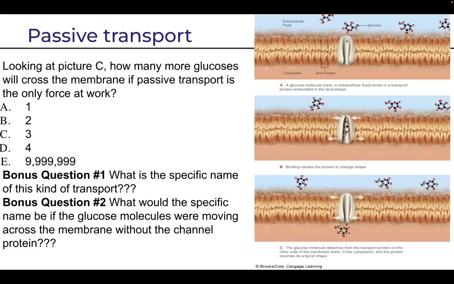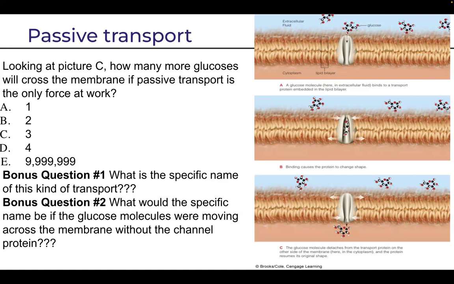So let's really look at passive transport. If we look at this picture, how many more glucose will cross the membrane if passive transport is the only force at work? There's three on one side, one on the other side. If we only have passive working, we tend to want to even things out, right? So how many molecules do we have to move so that there's an even number on the outside and inside? We probably have to move one more glucose in order to get it even.